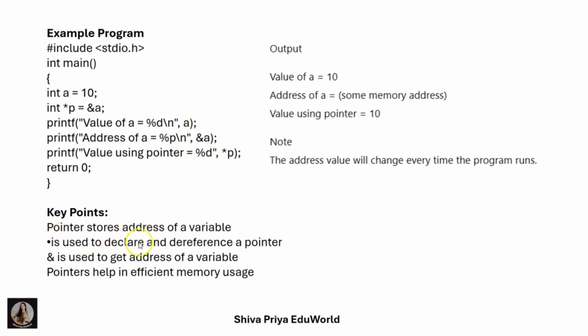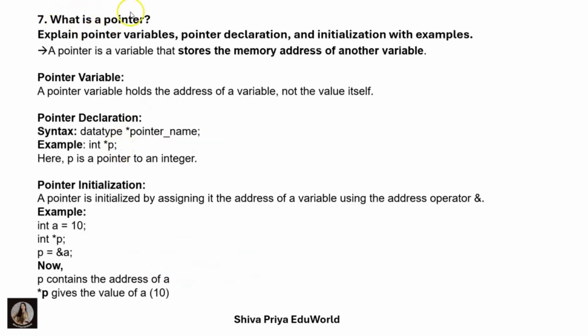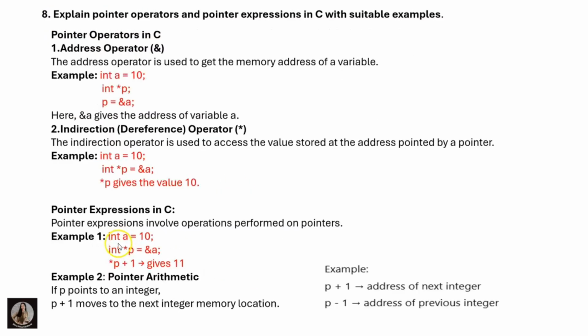The star symbol is used to declare and dereference a pointer, and the address operator is used to get the address of the variable. Pointers help in efficient memory usage. Why do we use pointers? For efficient memory usage. Let us move to the next question.